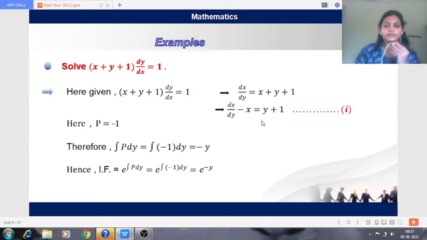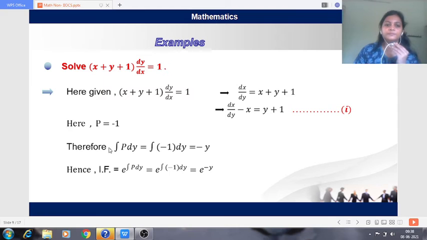Now comparing this equation 1 with the Leibniz linear equation dx/dy + Px = Q, we see that P = -1, Q = y + 1, and here the derivative is dx/dy. Here we see that equation 1 is a differential equation with independent variable y. That is, the linear differential equation 1 contains independent variable y.